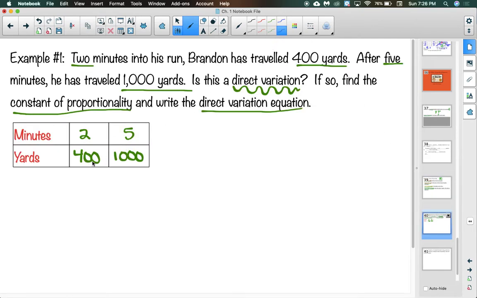So to find the unit rates, we take 400 yards per 2 minutes. Remember, money in the top, time in the bottom. 400 yards per 2 minutes. And we're going to find the unit rate. So we're going to divide by 2. When we do that, we get 200 yards per 1 minute.